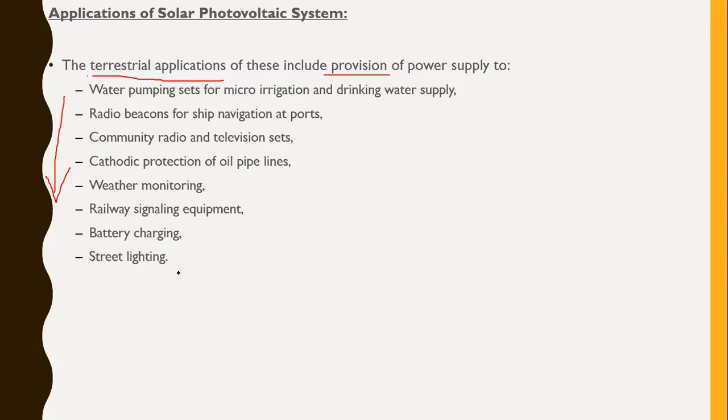The first one is water pumping sets for micro irrigation and drinking water supply. We can use photovoltaic cells for giving power supply to water pumping sets, motors like that, or micro irrigation, mini irrigation projects, and for drinking water supply also. Second one is radio beacons for ship navigation at ports.